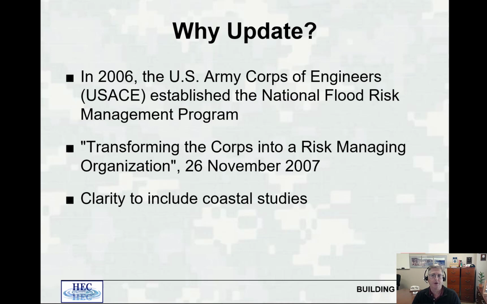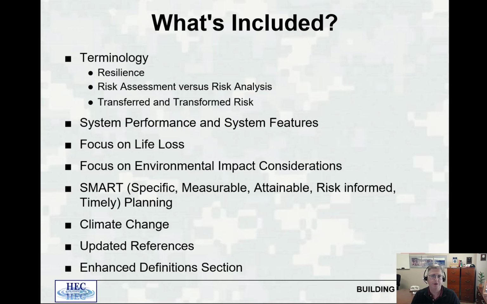Thirdly, Dr. Mosier, chief economist of the Corps, and others co-wrote a document called Transforming the Corps into a Risk Managing Organization. Basically, the document talked about how USACE had to change to become an agency that really manages risk. We thought these recommendations needed to be captured in the updated version of the ER, which is the 2017 version. And as we said before, we needed clarity on the coastal studies as well, hence the 2019 version.